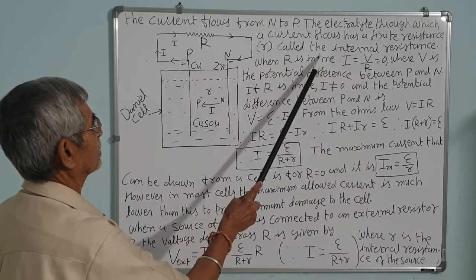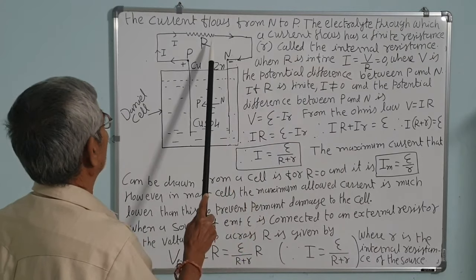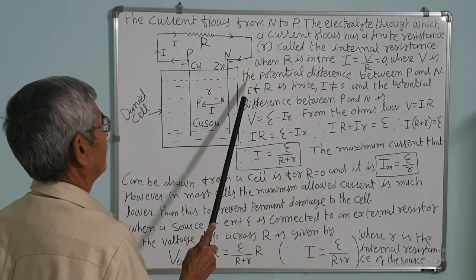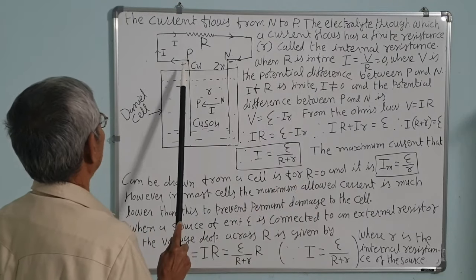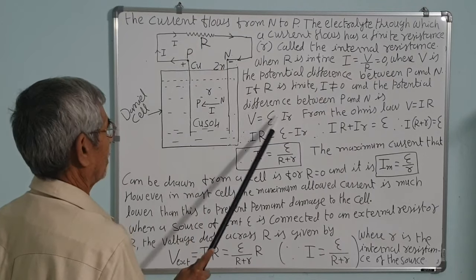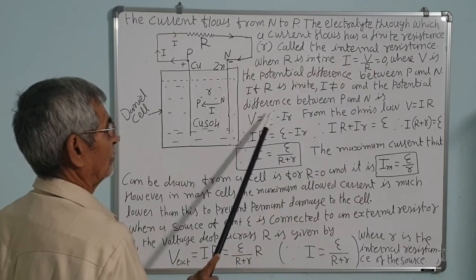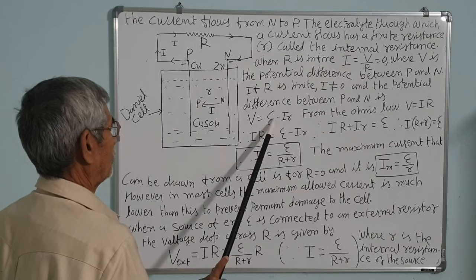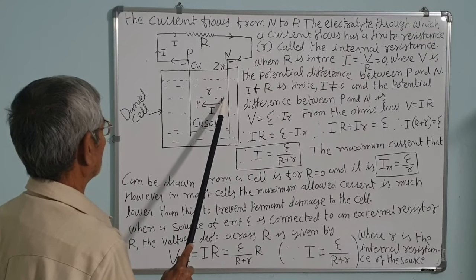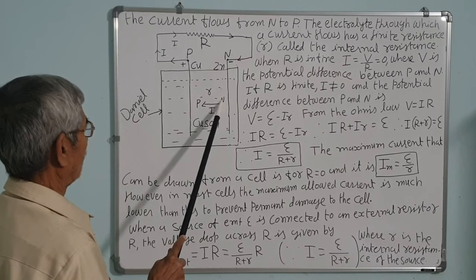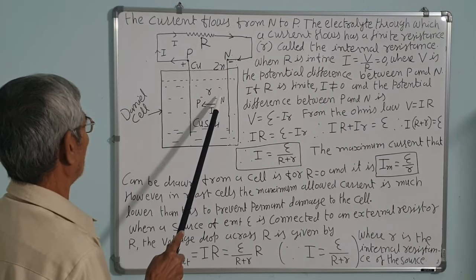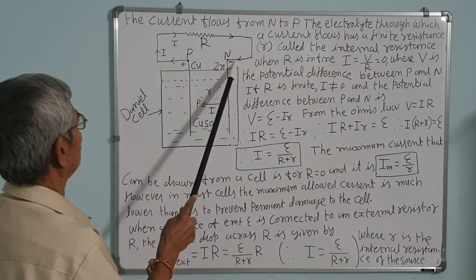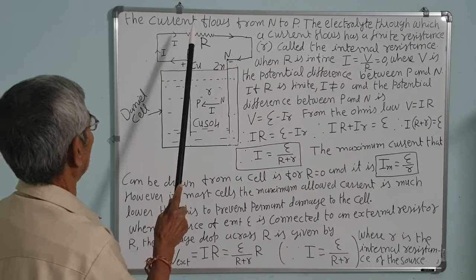When external resistance R is connected, when R is infinite, then V upon R, that is V upon infinity, is equal to 0, where V is the potential difference between P and N. When no current flows through R, the current is 0. And the potential difference between P and N is V equals E minus Ir. Ir is the drop when charges flow inside the electrolyte. Current inside the electrolyte flows from N to P. Outside, in the external circuit, it flows from P to N via the resistance R.